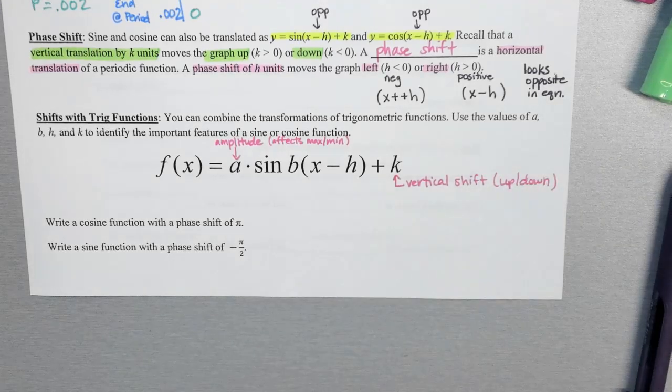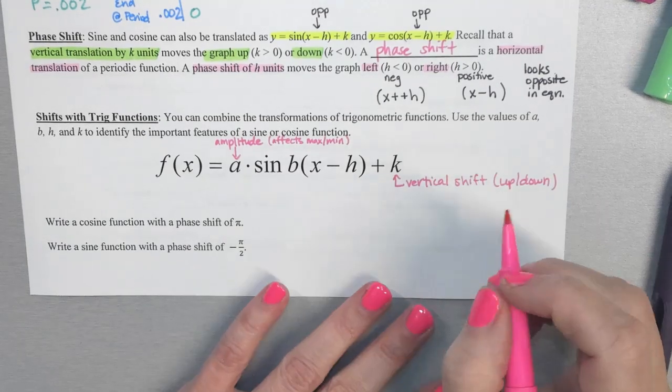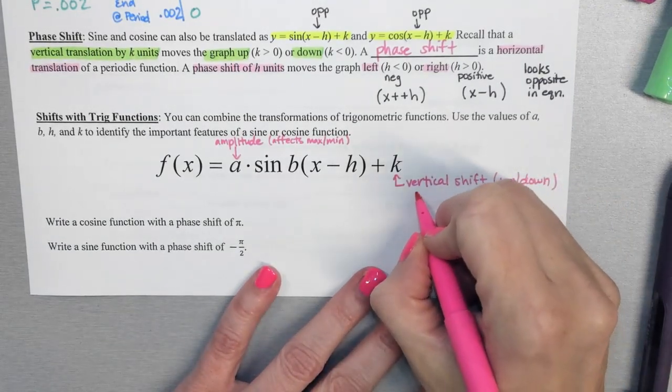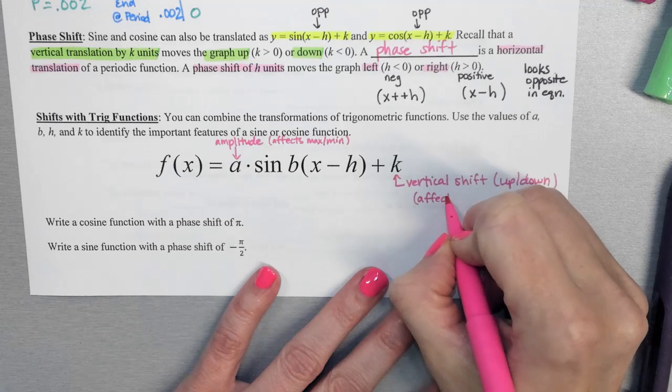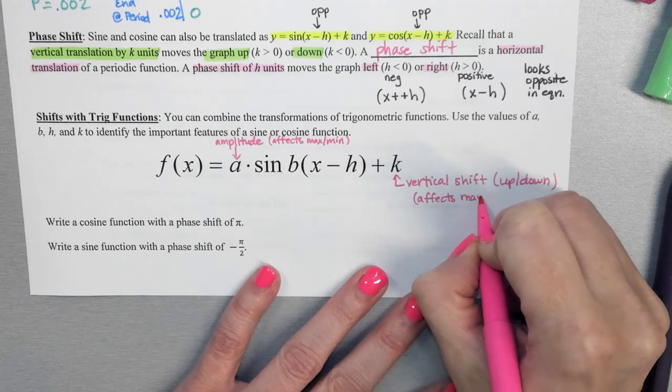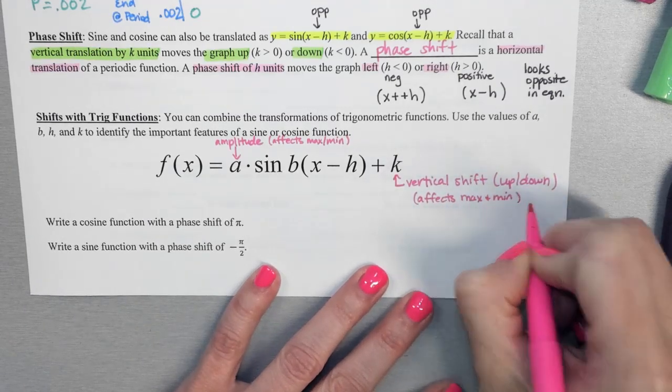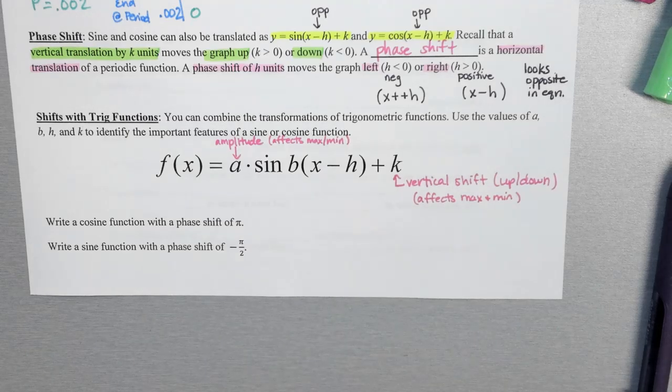And I didn't put any of the vertical shifts in your homework because I thought that was too much. And now I'm thinking I should have, so maybe we'll do that. Okay, so this is going to affect the max and the min as well. Okay, so amplitude affects the vertical values, same thing with your k, which are your y values.